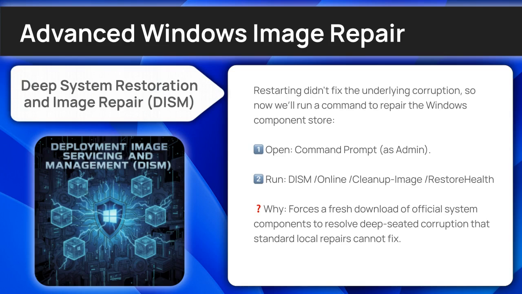Restarting didn't fix the underlying corruption, so now we'll run a command to repair the Windows component store. First, open Command Prompt as admin. Second, you're going to type DISM /Online /Cleanup-Image /RestoreHealth, then hit enter. Why are we doing this? Well, this forces a fresh download of official system components to resolve deep-seated corruption that standard local repairs cannot fix.